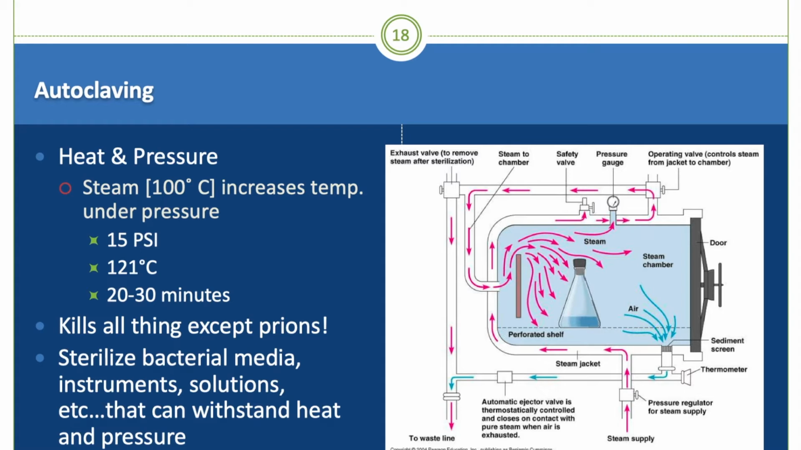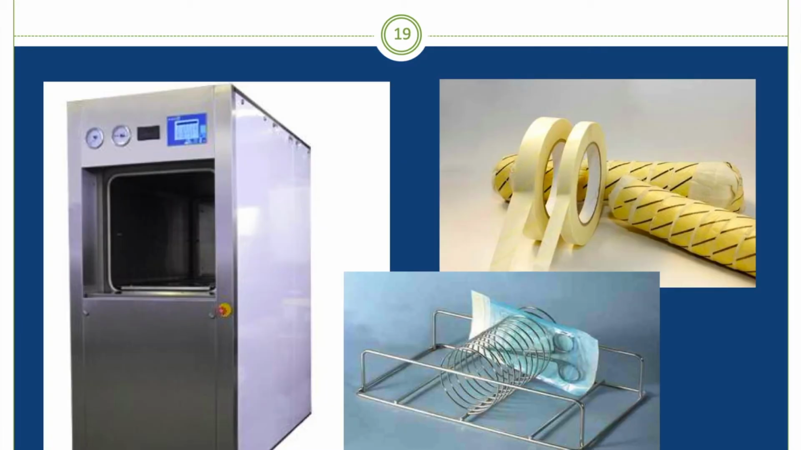Then you have autoclaving, which is a pressure system. So you have 15 pounds per square inch in terms of the pressure. And then you have a temperature of 121 degrees. And this is run for 20 to 30 minutes. So it kills all microorganisms or disease-causing organisms except prions. And then it's able to sterilize. We use it to sterilize media and instruments and solutions. And it's heavily used in microbiological labs. The autoclave, very indispensable.